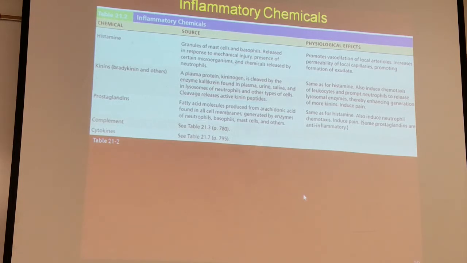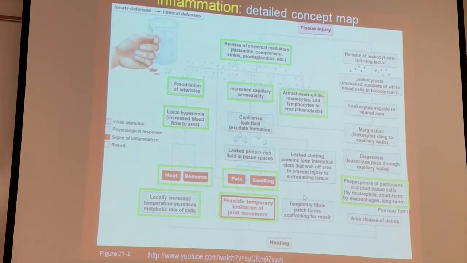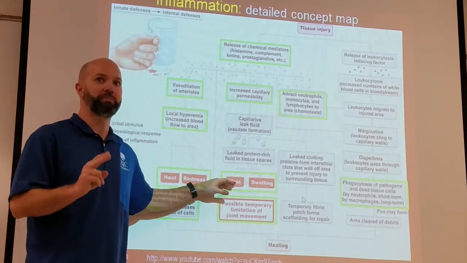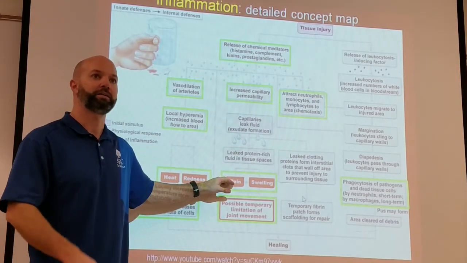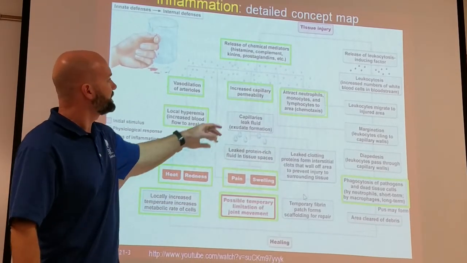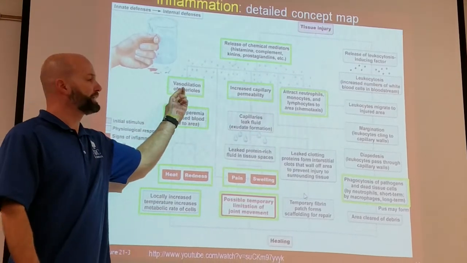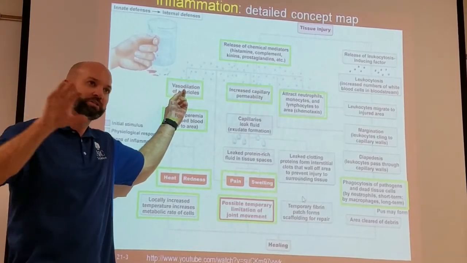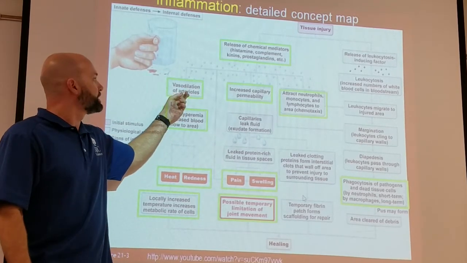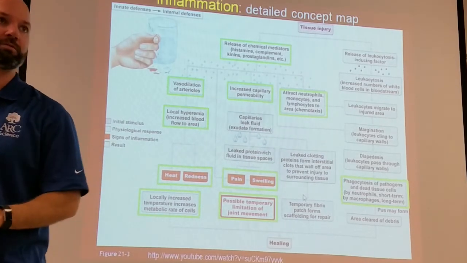Cardinal signs: swelling, redness, heat, pain. All of them can be traced back to the 2 main effects of histamine and the chemical mediators like histamine. Making capillaries more permeable and dilating the arterioles so that more blood flows into these capillaries that are now more permeable. The increased blood flow into this tissue results in redness.